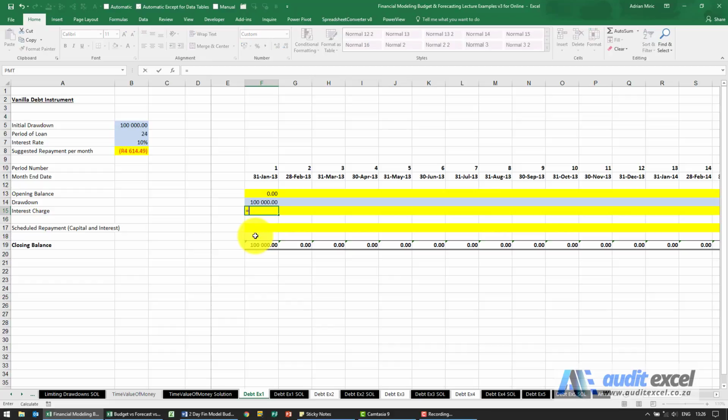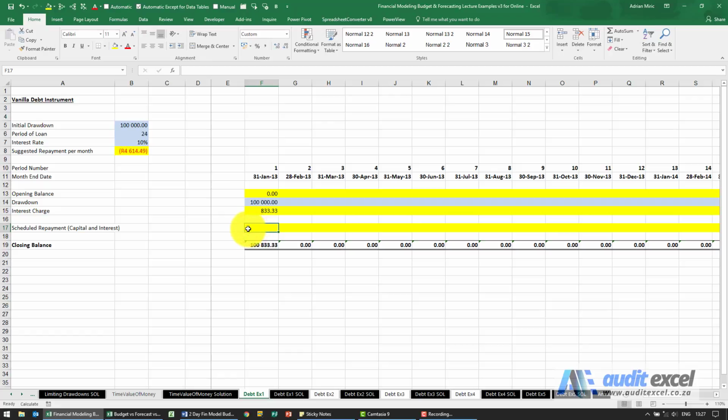So this is going to be equals to, I'm going to open a bracket. I'm going to say the opening balance plus any drawdown, close brackets, multiplied by my interest rate with dollar signs, divide by 12. So that gives us the interest charge.